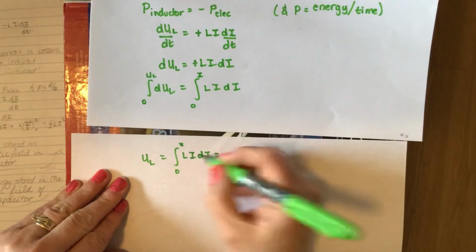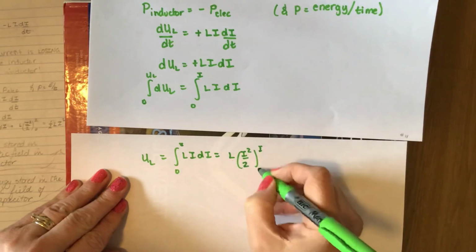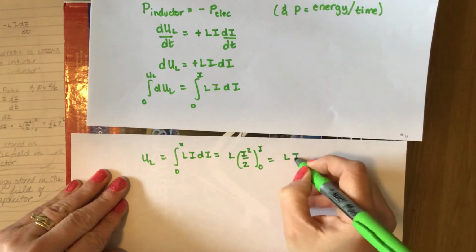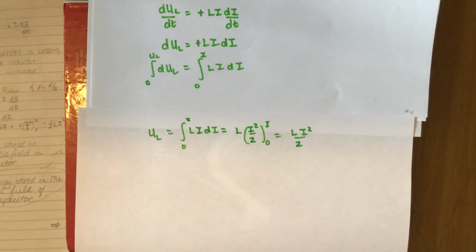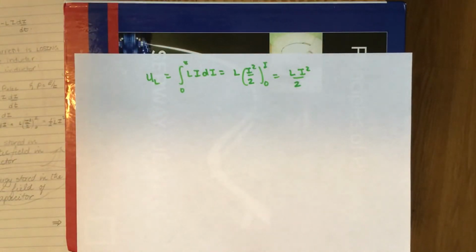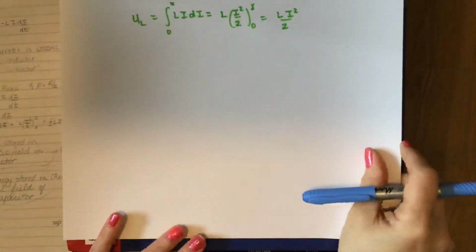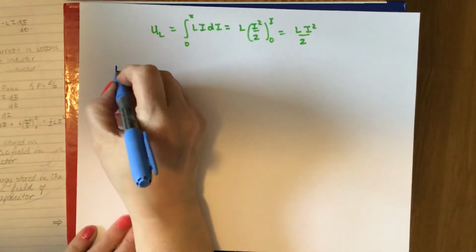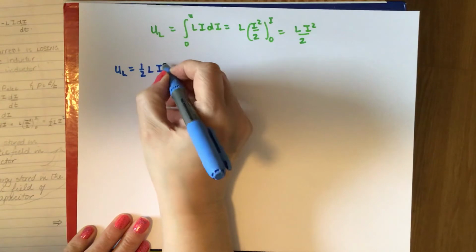The L comes out front. The integral of I is I squared over 2. It's going to be evaluated at I and 0. That gives us L times I squared over 2. So our final result, let's write this down. Our final result for the potential energy stored in the magnetic field of an inductor is UL equals 1/2 L times I squared.